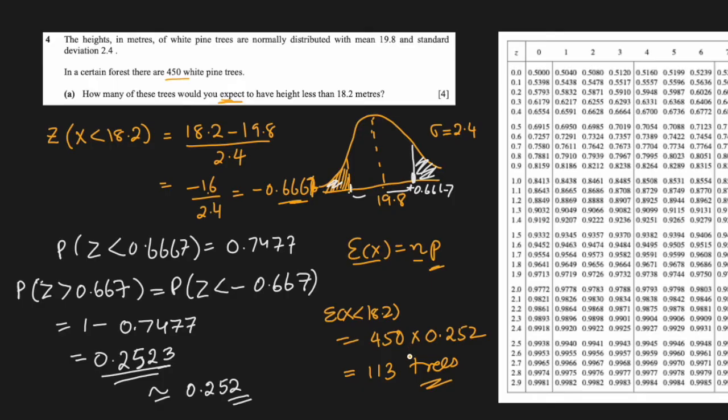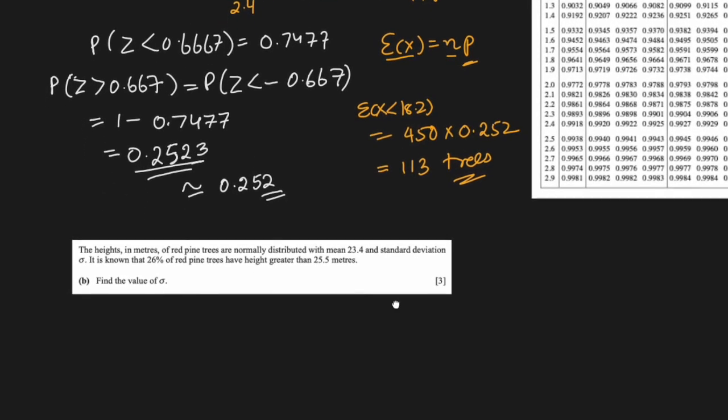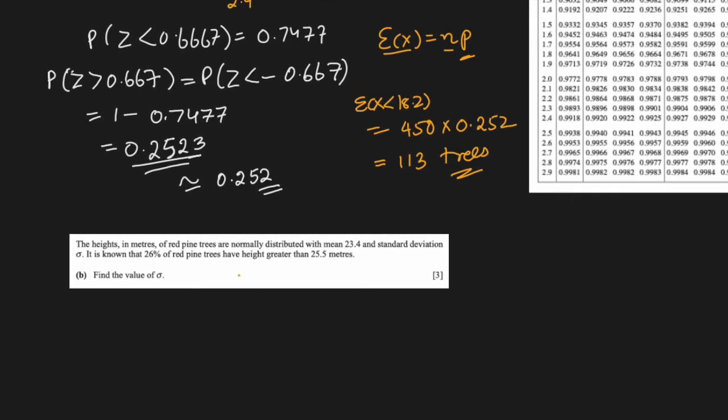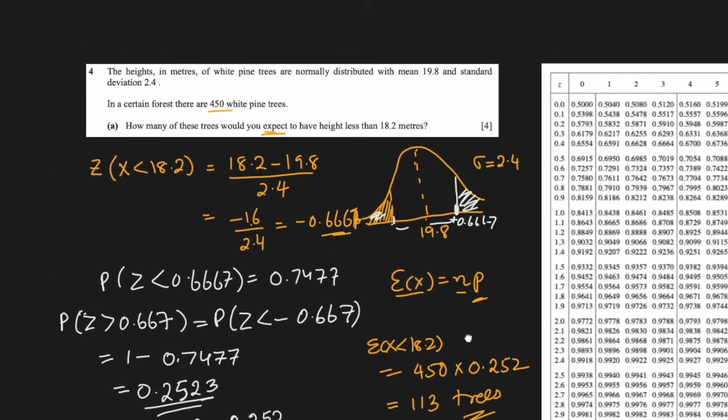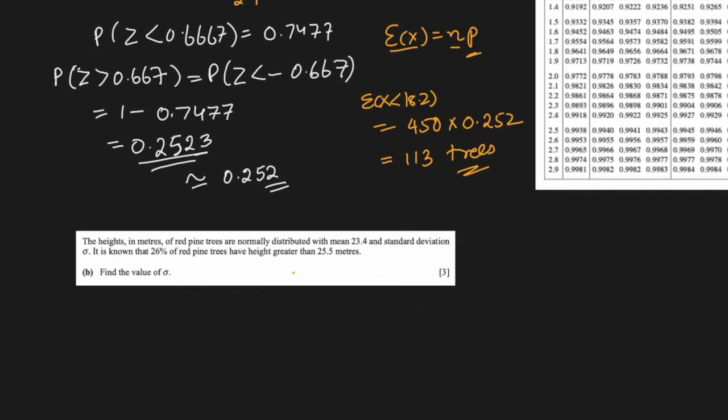113 trees. Let's move on to the second part of this question, which is that the heights in meters of red pine trees are normally distributed. So red pine trees, and they were white pine trees before. Okay, so there is a difference. This is the second part of the question, so it has nothing to do with the previous one. Normally distributed with a mean of 23.4, taller, and the standard deviation sigma we don't know.